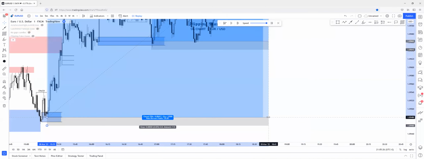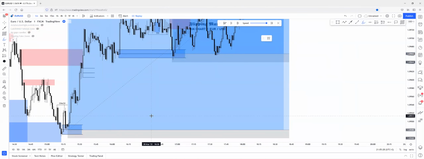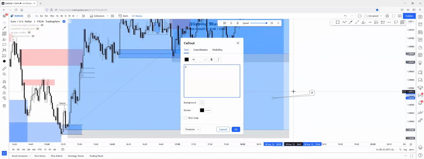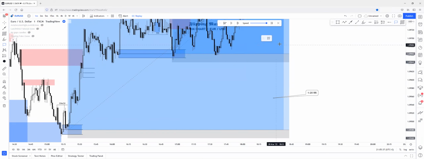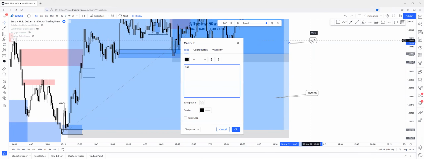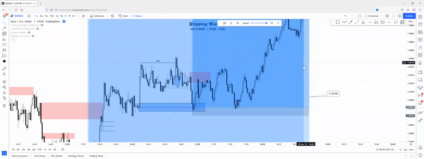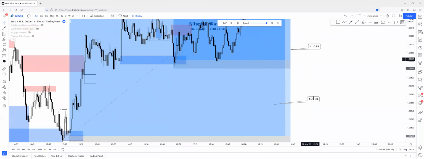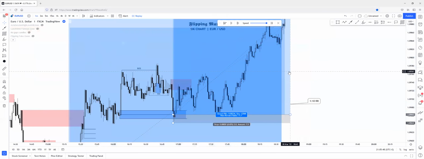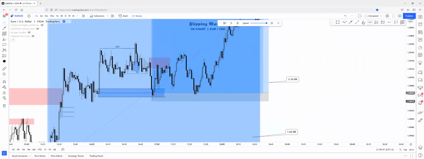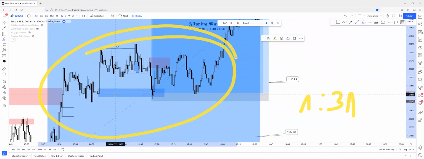Let me just close these zones. The first zone, first entry point, was for a 1 to 20 risk reward ratio. The second zone was for a 1 to 10 risk reward ratio, I believe. I will just check it. Why can't I see it? Yeah, it was 1 to 11. So overall, 1 to 31 risk reward ratio in a single session, following the main trend, right?